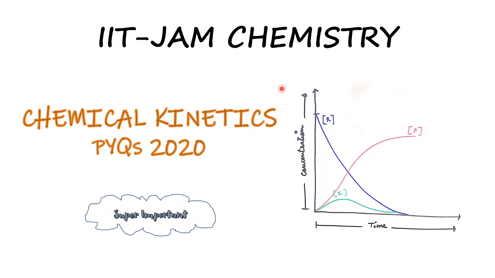So in this video we'll be discussing your chemical kinetics previous year question which was asked in your IIT JAM chemistry examination in the year 2018. There were basically three questions from chemical kinetics, and it's a super important topic, a super important chapter. So let's begin with the video.